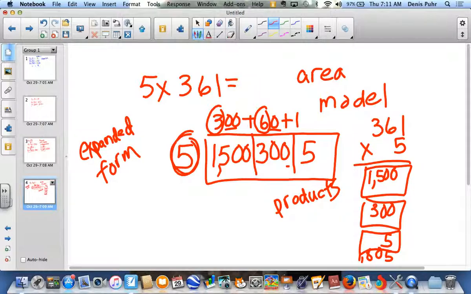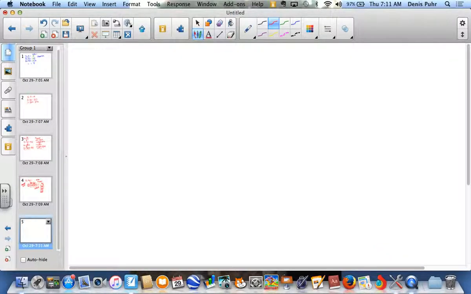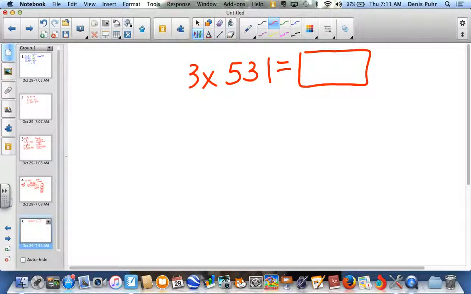If you came up with 1,804, pat yourself on the back. Okay, let's try a few more. Try this one on your own. Click pause. Try this equation on your own. See if you can come up with an answer.